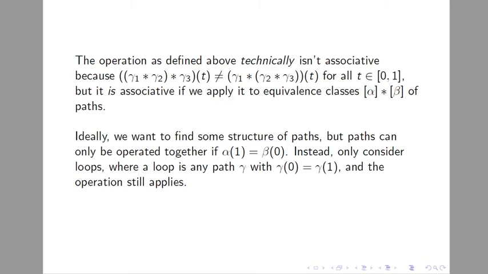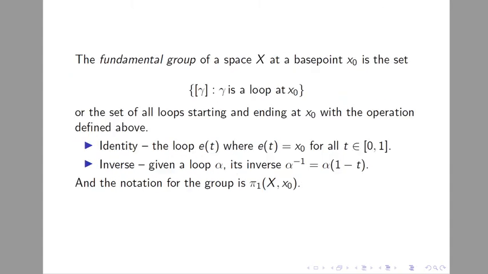So ideally, we want to be able to find some structure in this, but as it stands, not every pair of paths can be operated together like this. To solve this, we consider only paths that start and end at the same point, which are called loops. If we consider the operation applied to loops, then it turns out this forms a group. It has an identity, which is the path that doesn't go anywhere, and the inverse of a path is walking the path backwards. And the notation used is pi sub 1 of the space and the base point.